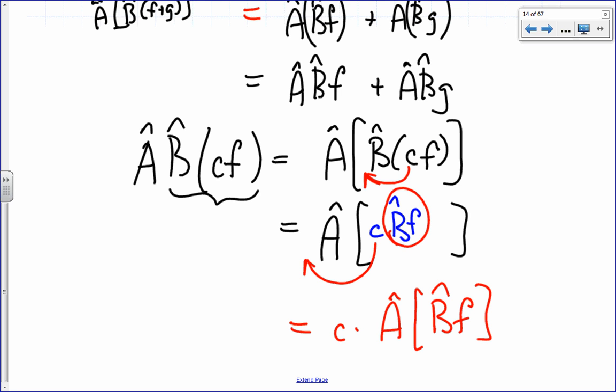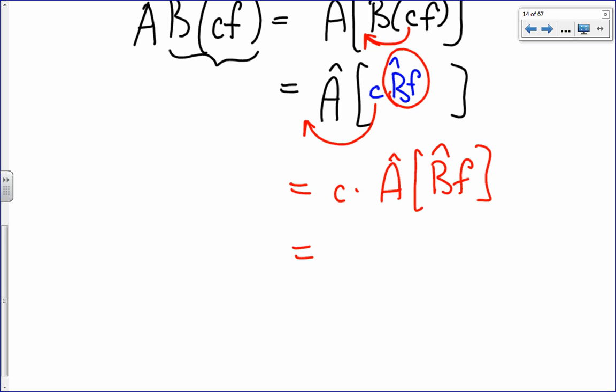Okay, so you just do it step by step by step. Don't skip any steps, okay? Apply the definitions. And then what do you do next? This is just going to be C times A hat B hat F. So that's the proof. So you have a product of two linear operators. The result is also a linear operator.